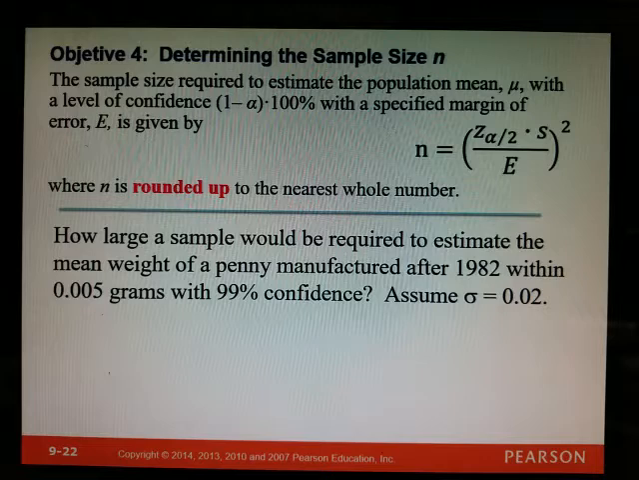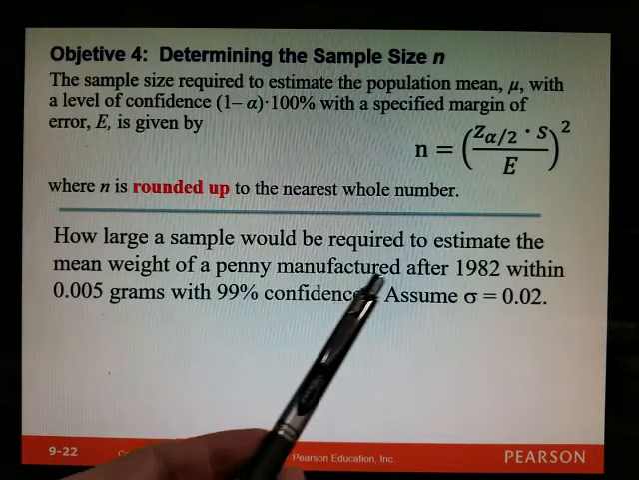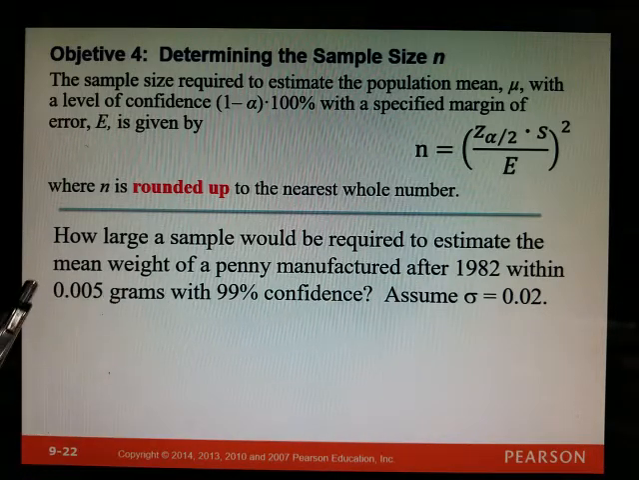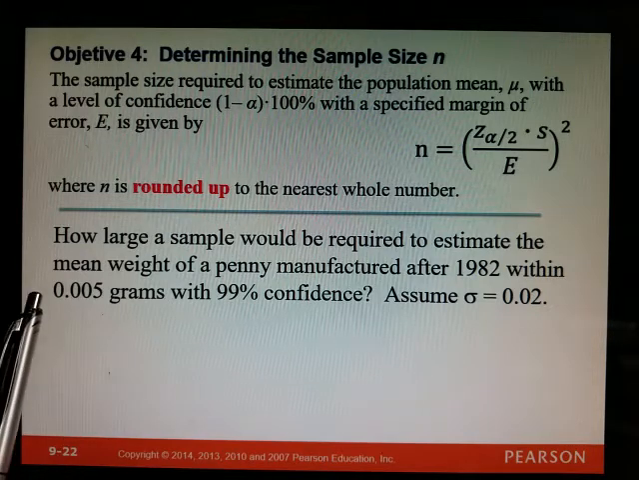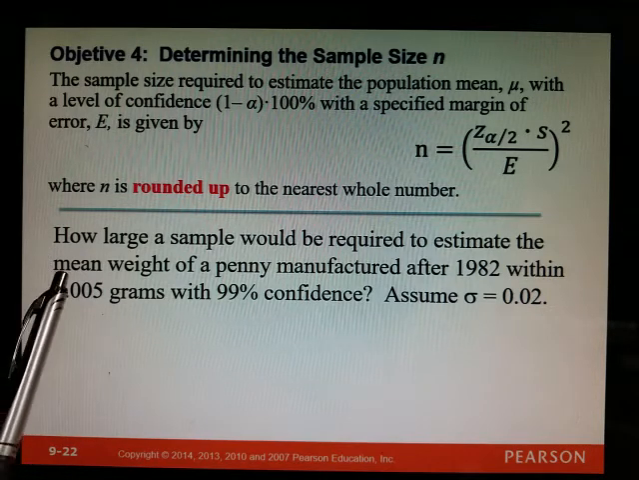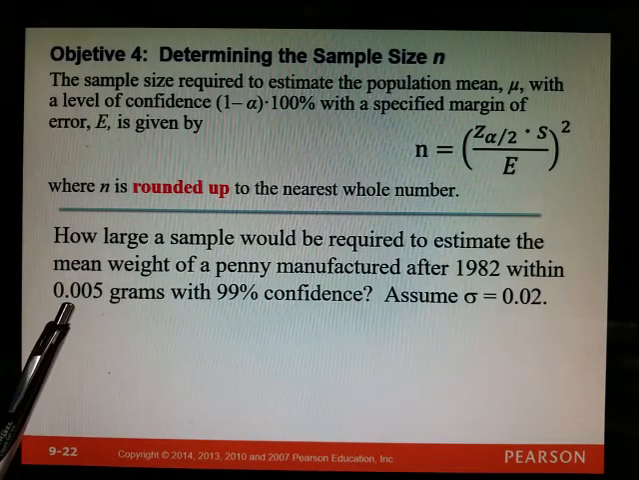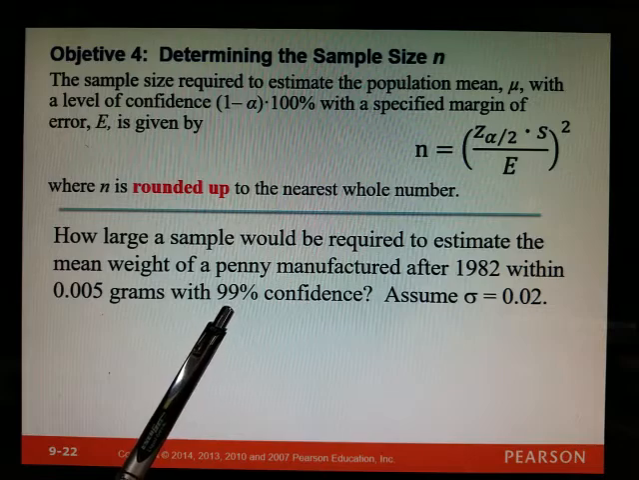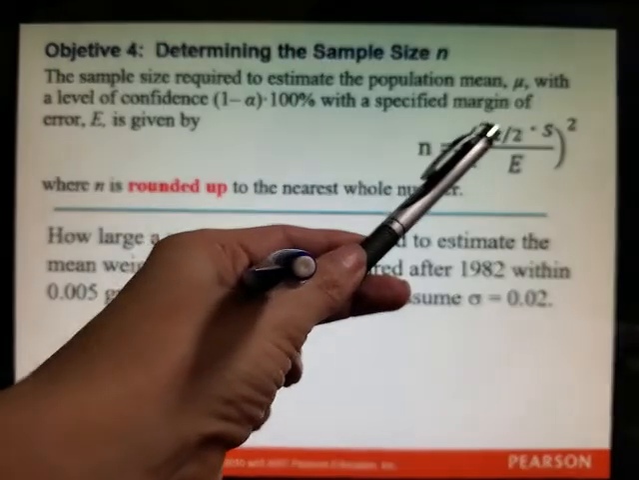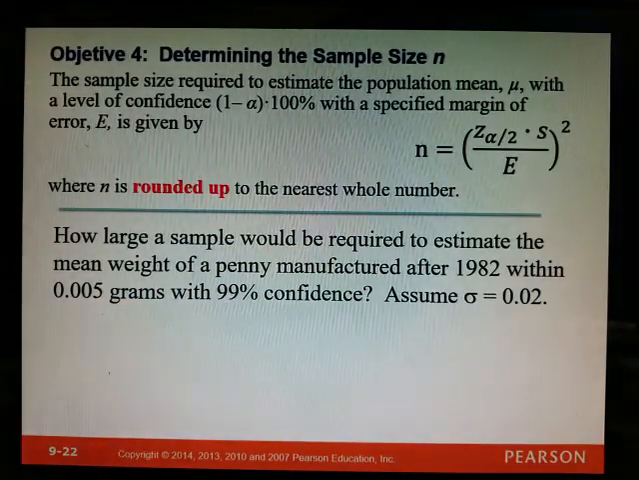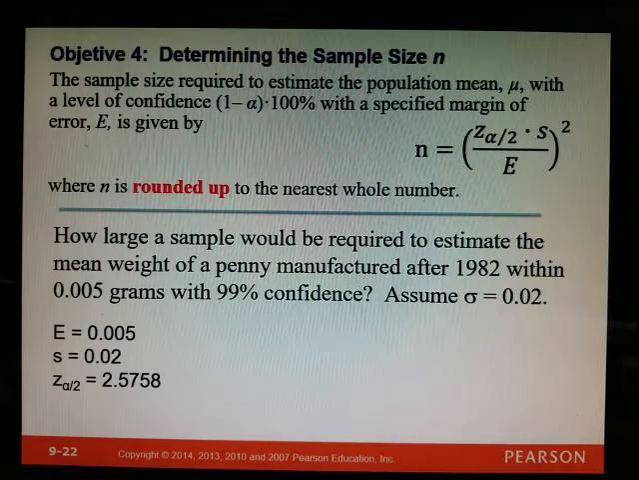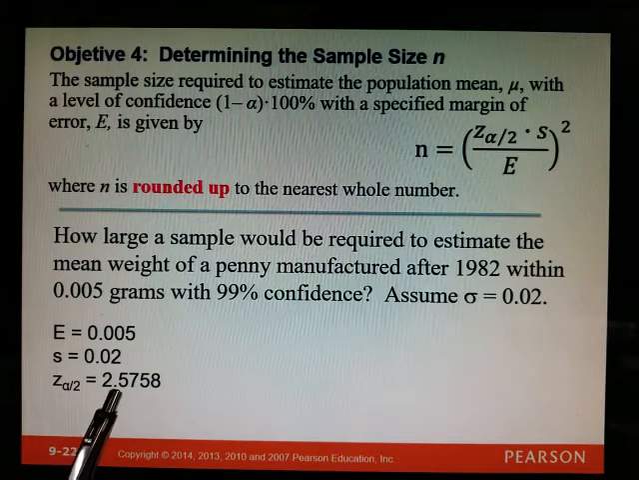All right, so how large a sample is required to estimate the mean weight of a penny manufactured after 82 with this many grams? See, we're estimating the mean weight, and I want it to be within this many grams. That's the error. That's how far off we're willing to be. 99% confident. So I need to get the z-score for 99% confident. That means 99% in the middle. That means 1% for the tails, cut in half. So therefore, I'm going to do the inverse norm of 0.01 cut in half. That's how we get the z-score.